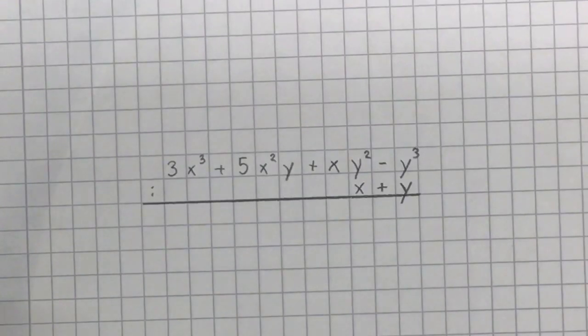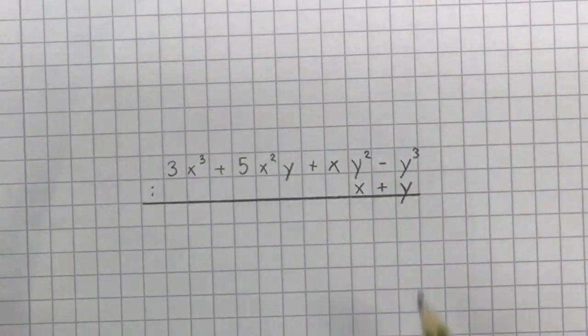Final example. Okay, we have 3x to the power 3 plus 5x squared y plus xy squared minus y to the power of 3 divided by x plus y. Whew.